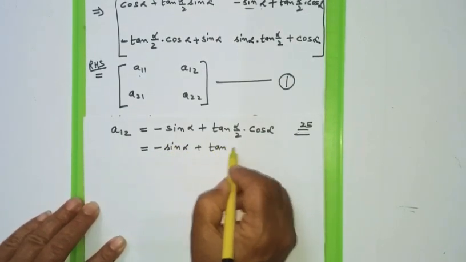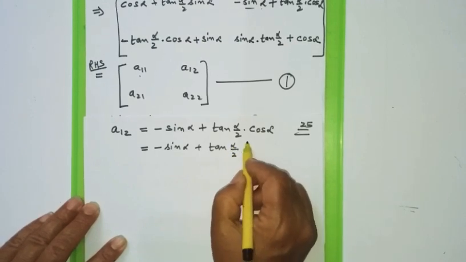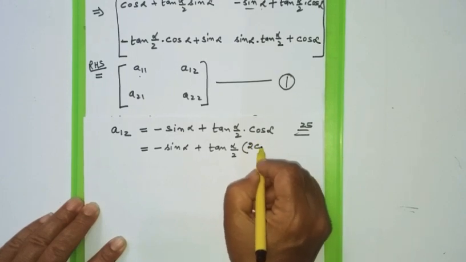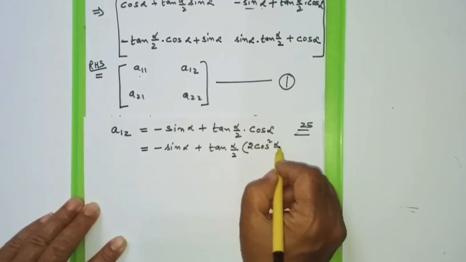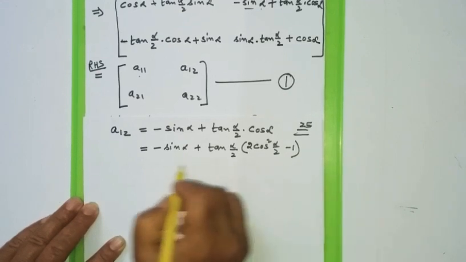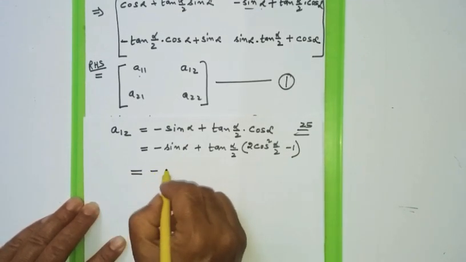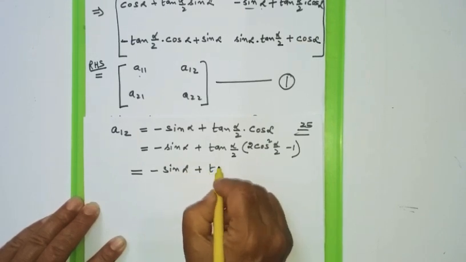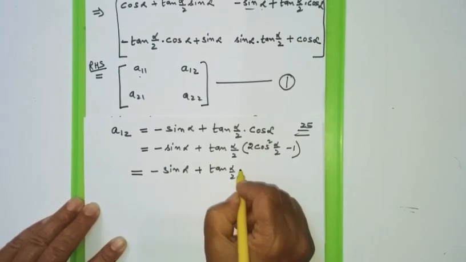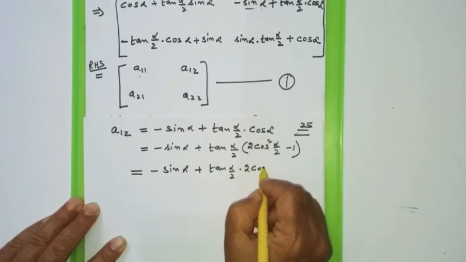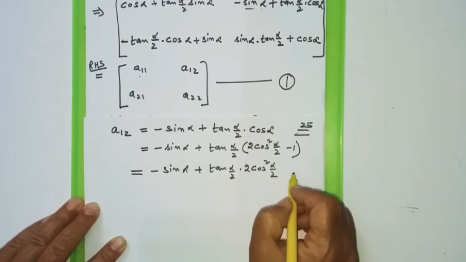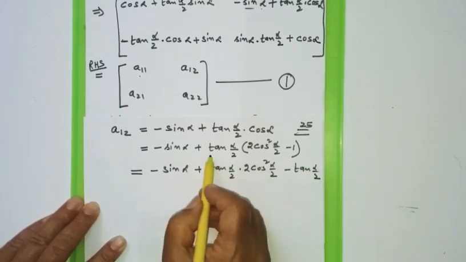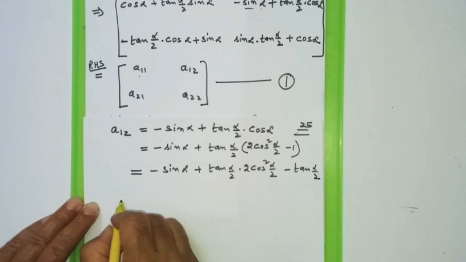Again we are going to use the half angle formulas. According to the half angle formulas, cos alpha can be written as 2 cos square alpha by 2 minus 1. Then we multiply and we get minus sin alpha plus tan alpha by 2 into 2 cos square alpha by 2 minus tan alpha by 2. We have multiplied tan alpha by 2 with this bracket.